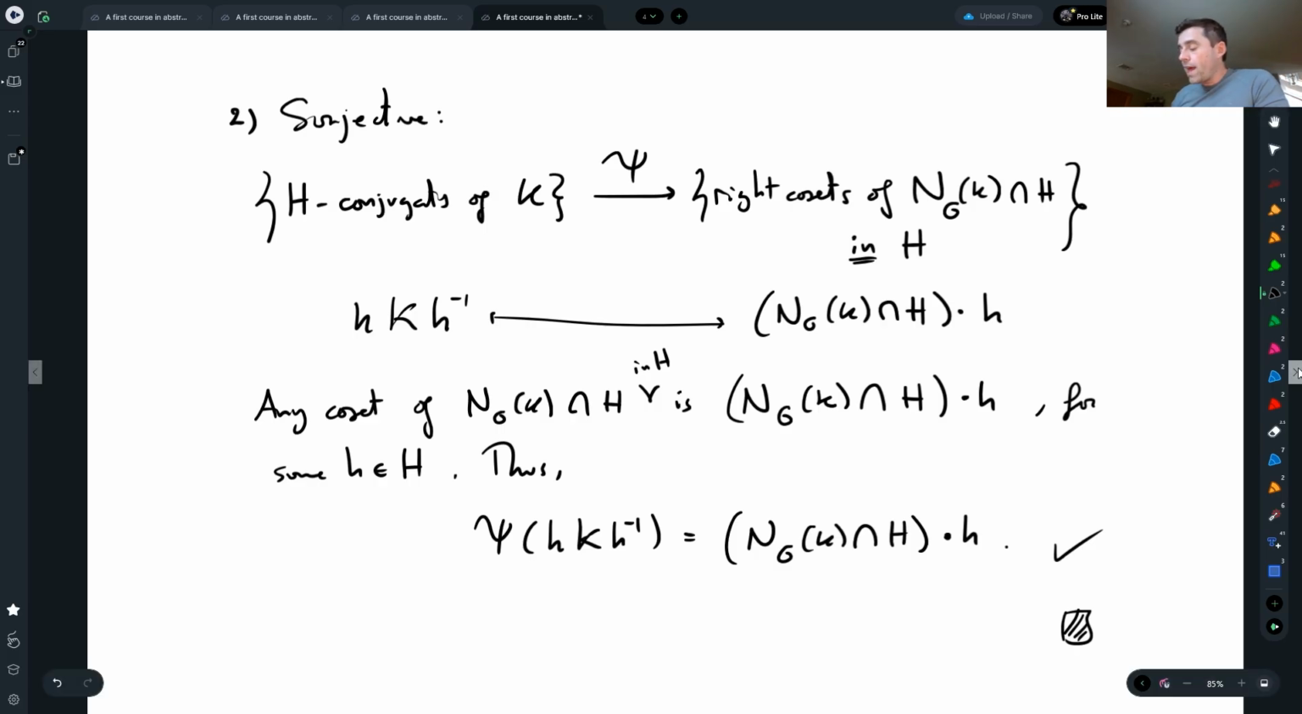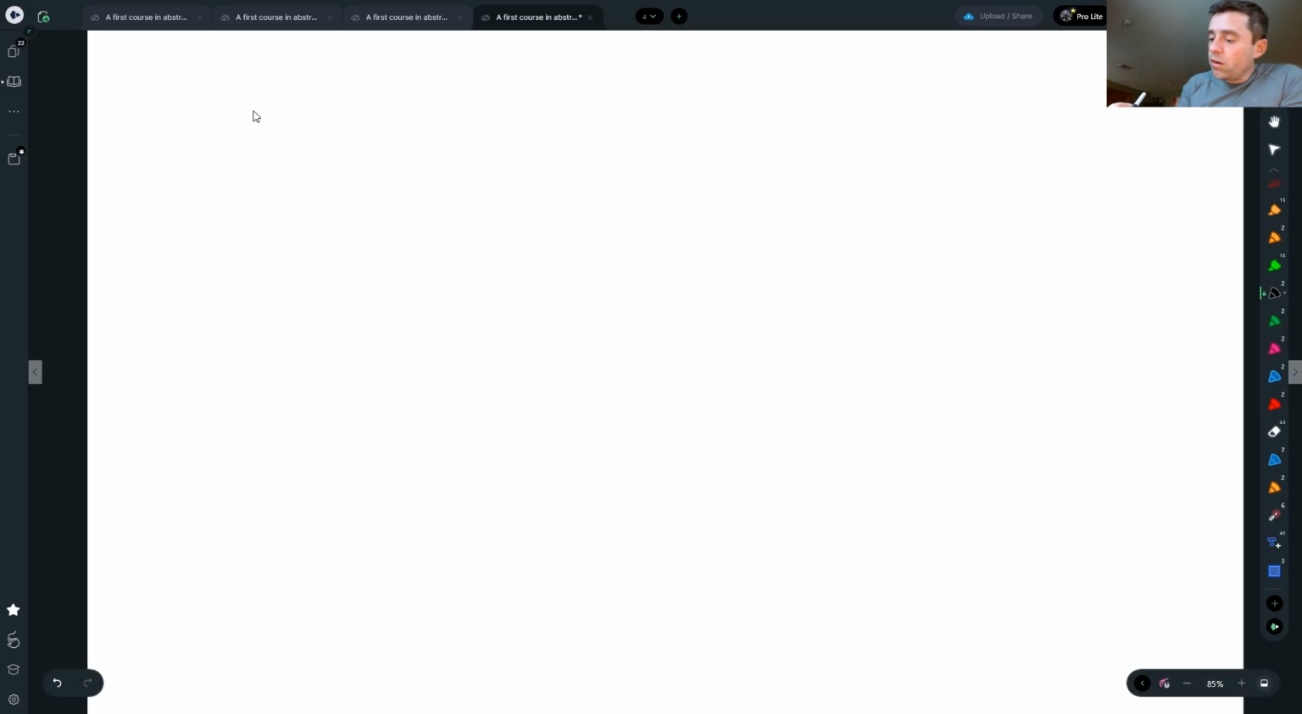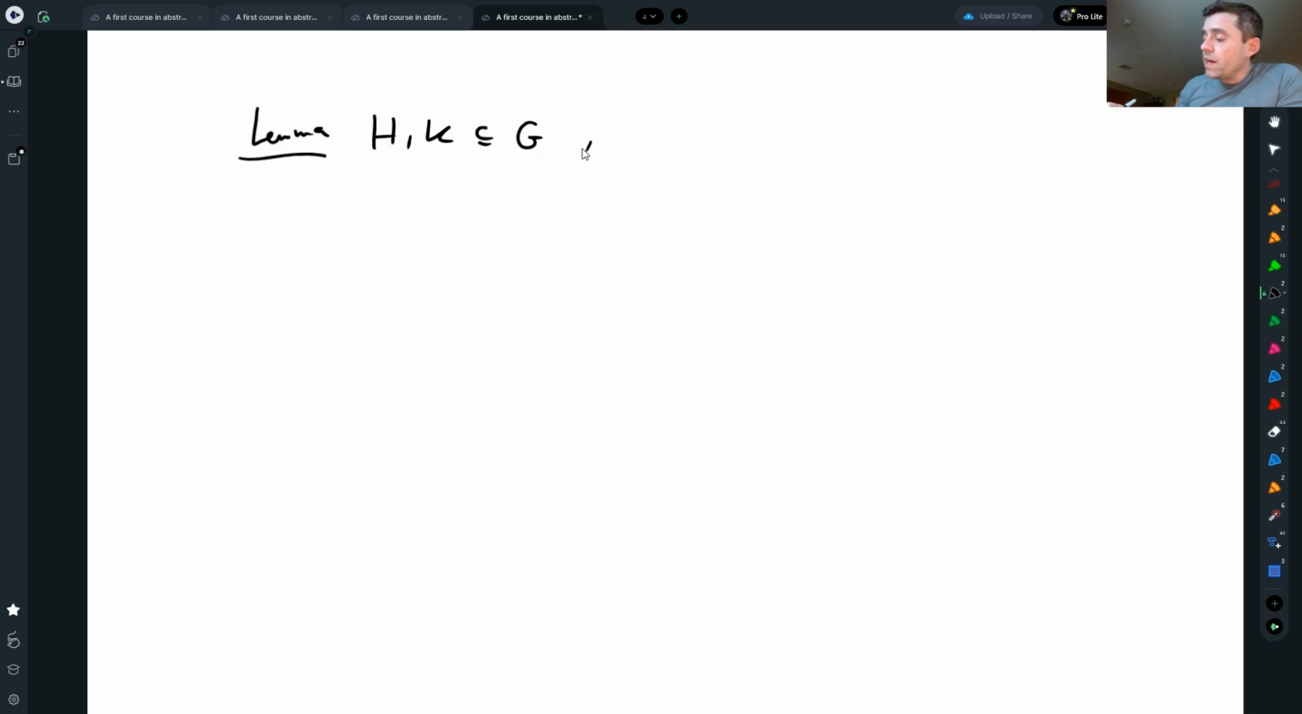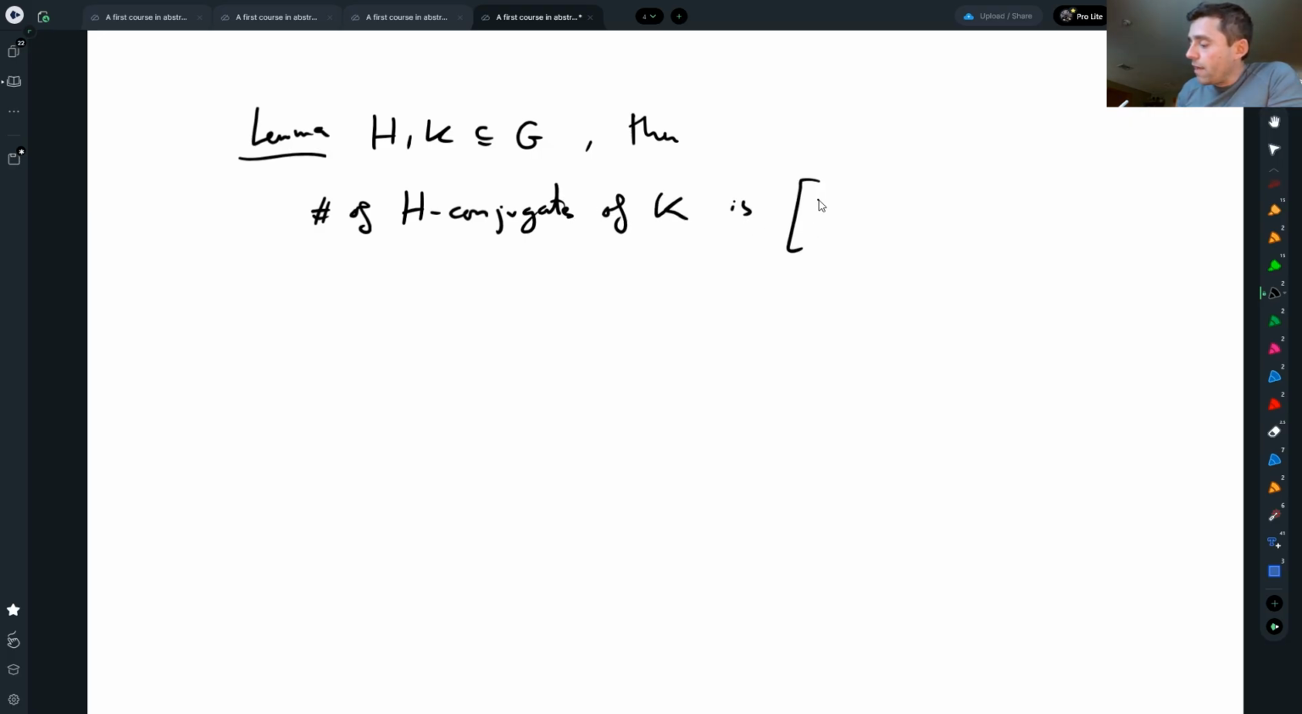Now, what have I just proved? We have proved, this is the statement, that if H and K are subgroups of G, then the number of H conjugates of K is given by the index of the intersection of the normalizer and H in H.